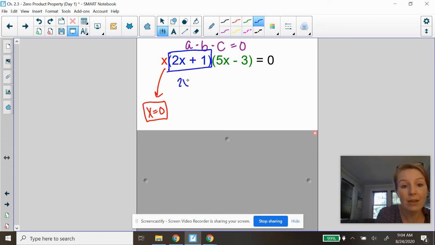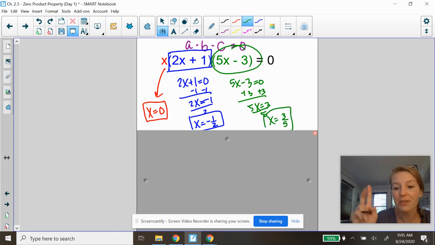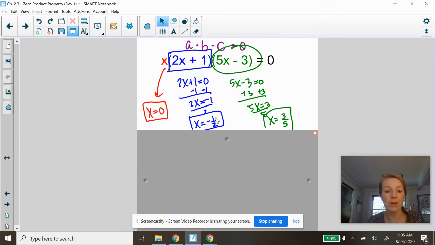Now, 2x plus 1 can equal 0. If I subtract 1, 2x equals -1, and divide by 2. So my answer here is x equals -1/2. And last but not least, let's do a circle here. 5x minus 3 equals 0. So I'm adding 3. 5x equals 3. Divide by 5. So x equals 3/5. 1, 2, 3 solutions.